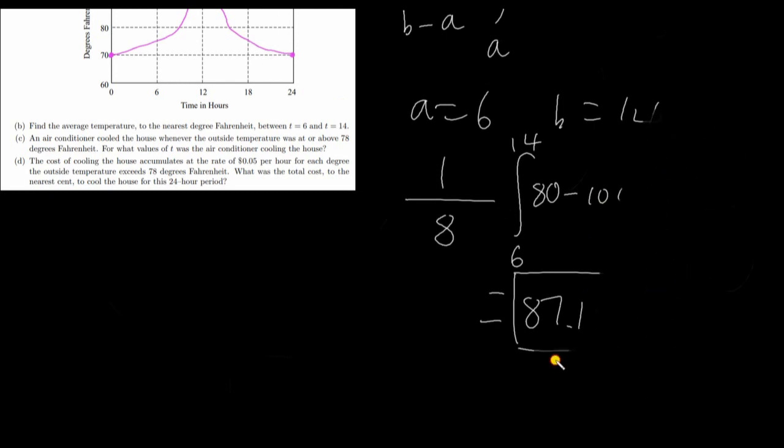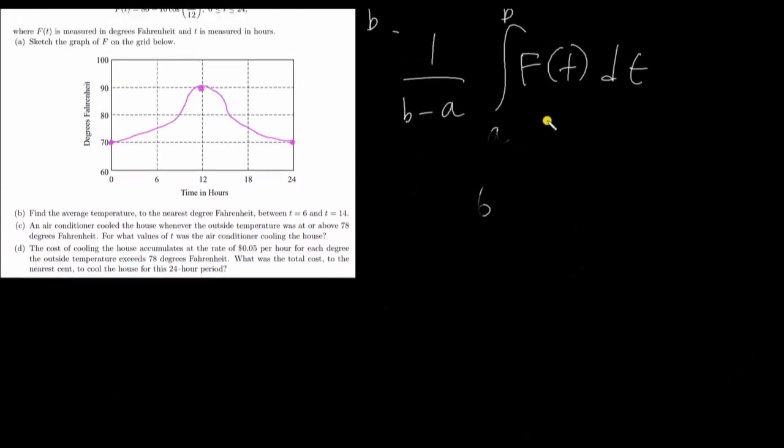Okay, now let's look at part C. An air conditioner cooled the house whenever the outside temperature was at or above 78 degrees Fahrenheit. For what values of t was the air conditioner cooling the house? So for what values of t was f of t greater than 78? Right, so we want to find when f of t is greater than or equal to 78.